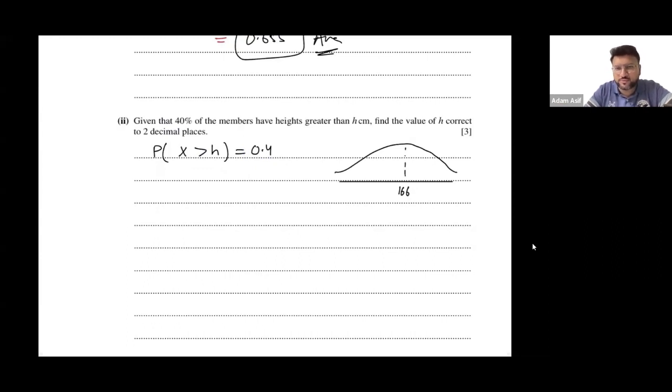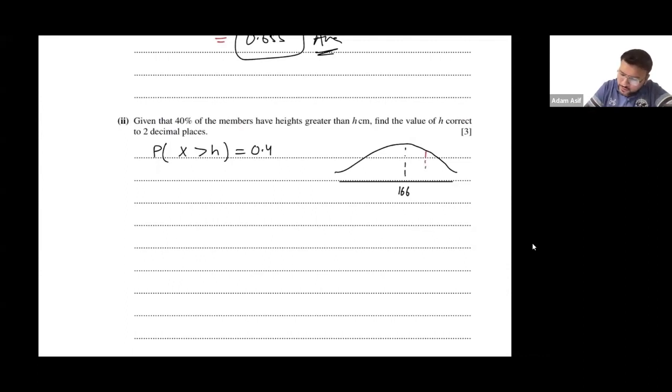Give the answer in the chat box, please. Do you consider h to be on the right side or do you consider h to be on the left side? Right.